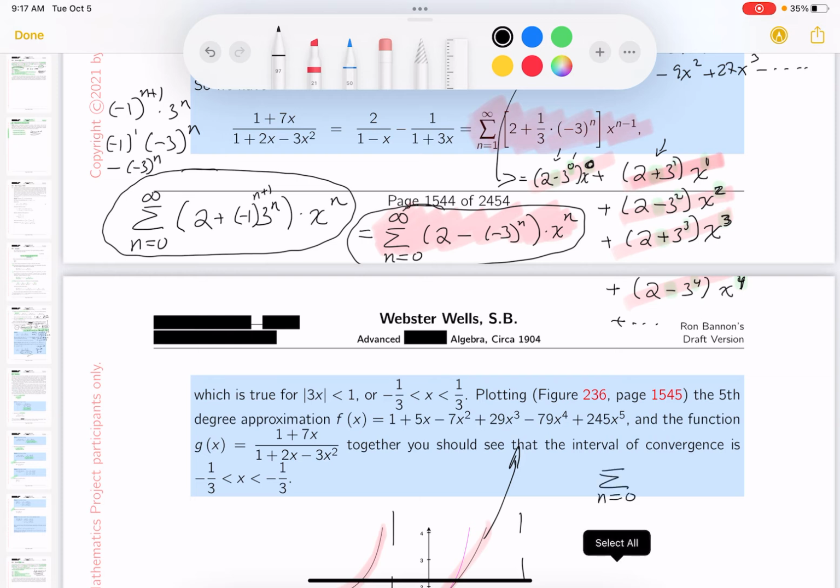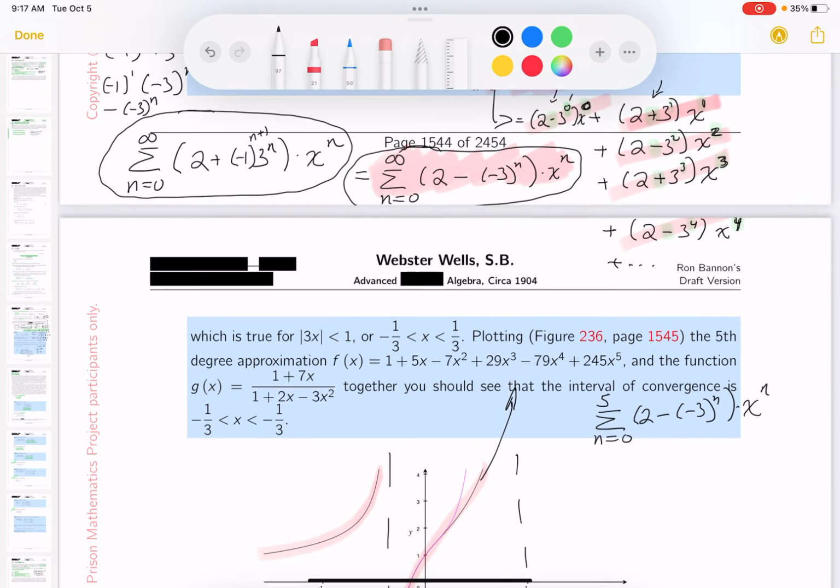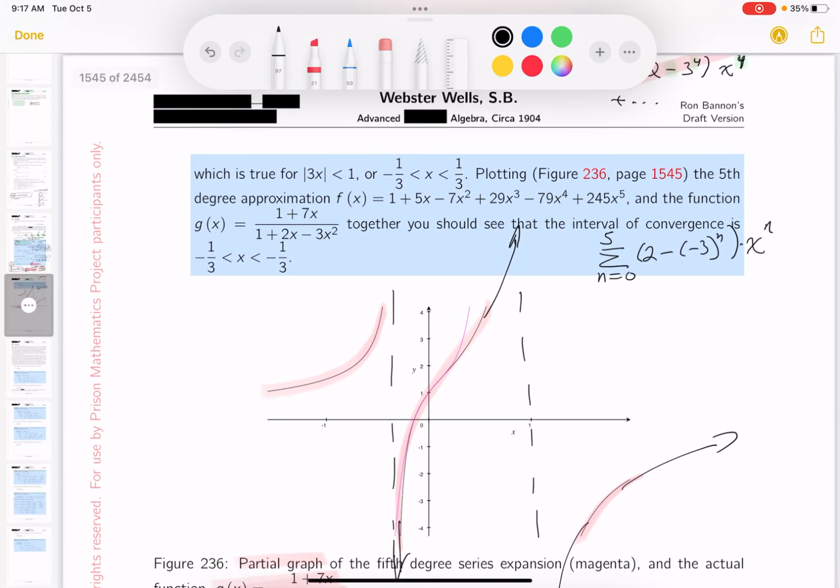The sum from n equals 0 to 5 of (2 minus 3 to the n) x to the n. Let me go through that with you. What's the first term going to be? If you plug in 0, you get 2 minus 1, which is 1. X to the 0 is 1.